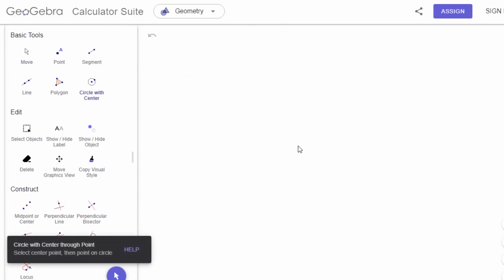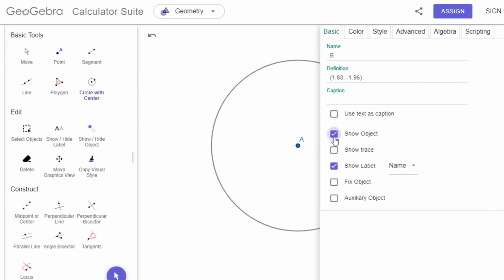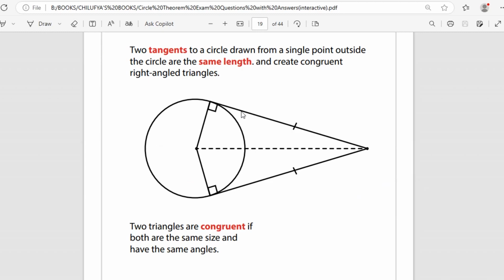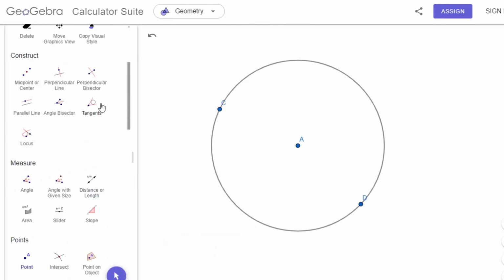So I'm going to start by adding a circle like so. Now I've added a circle. Let me just get rid of this, for some reason it disturbs me quite a bit. So let us add a point. The tangent is going to touch the circle at that point. Another tangent is going to touch the circle at that point, because remember in the theorem we have two tangents. Now let us go to our tangent tool and create this tangent.